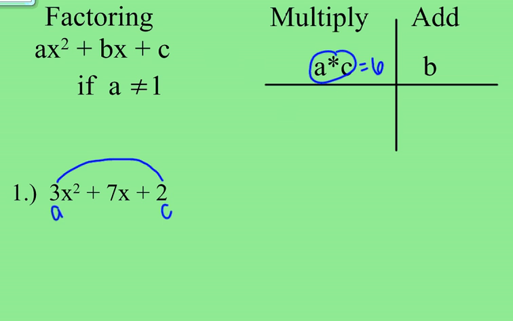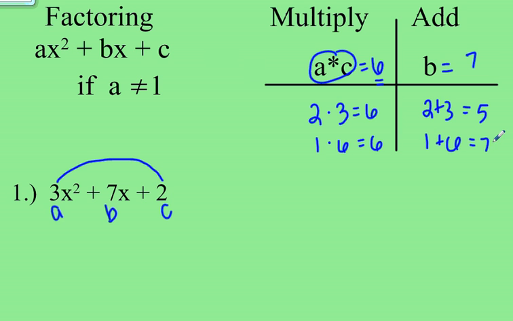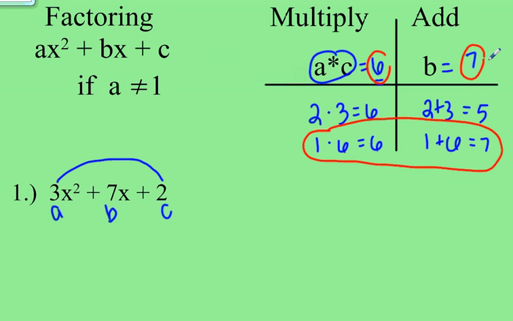So what we're going to be doing in this chart is looking for two numbers that multiply to give me 6, that add together to give me b. In my problem, b equals 7. So let's consider some factors of 6. 2 times 3 equals 6. However, 2 plus 3 equals 5. Another factor of 6 is 1 times 6, which equals 6, and 1 plus 6 equals 7. It looks like this scenario here is the correct one that will match up with our problem.